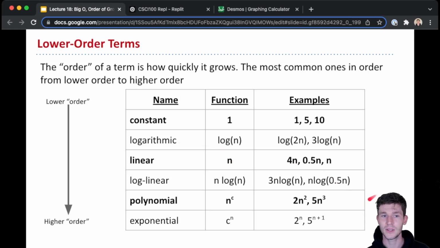In this class, for the most part, we're going to talk about constant. And we'll see code that takes constant time. We'll see code that takes linear time. And we'll see code that is polynomial. And most often, it'll be n squared. And maybe even higher, n cubed or n to the 4th.